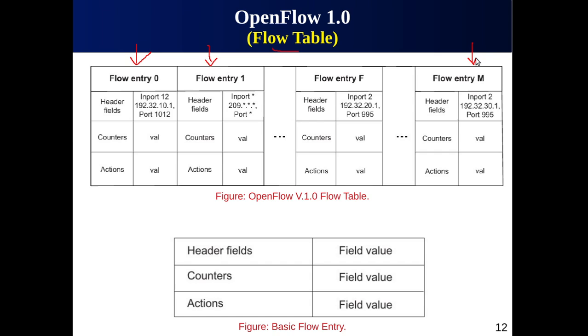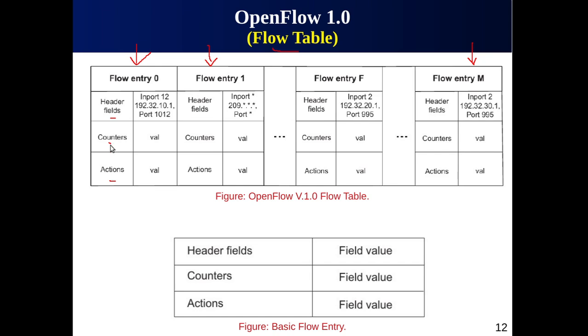A flow entry now will consist of header fields, some counters, and some actions. And these actions are associated with that entry. The header fields are actually used as a matching criteria to determine if an incoming packet matches this entry. If a match exists, then the packet belongs to this flow.